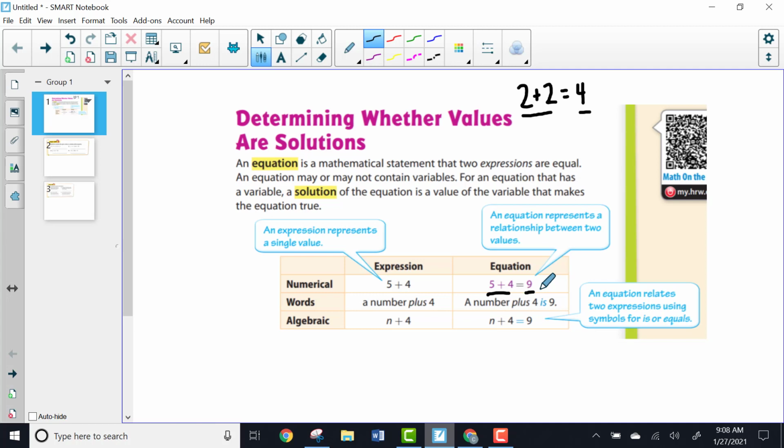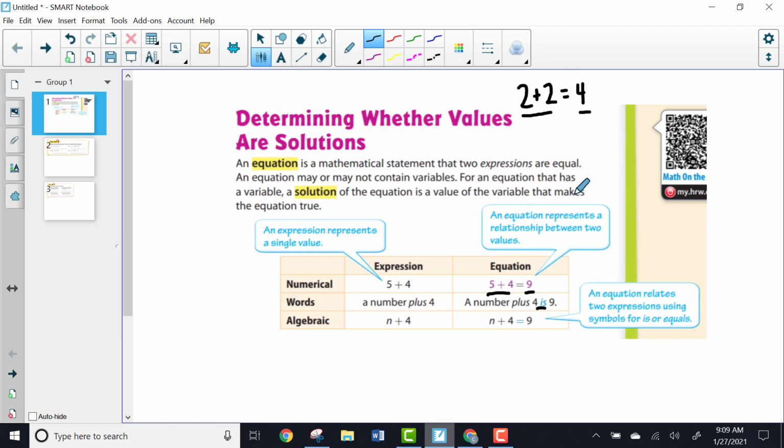When we're thinking about expressions in word form, we could say something like a number plus 4. We looked at this in Module 10. As far as an equation, a number plus 4 is 9. One thing we've talked about is a word that represents the equal sign. If I'm looking at the equation 2 plus 2 is 4, we can see that "is" can represent the equal sign.